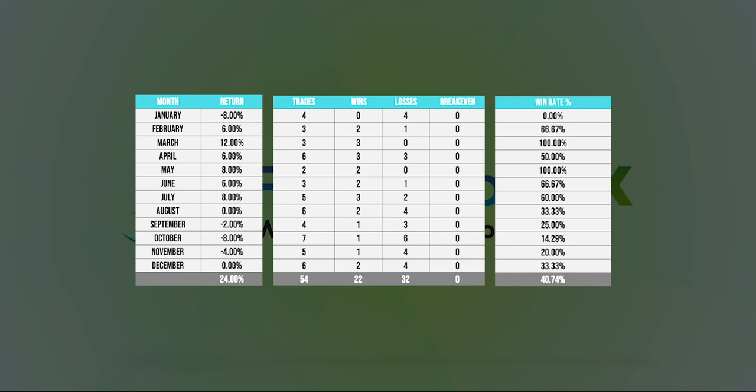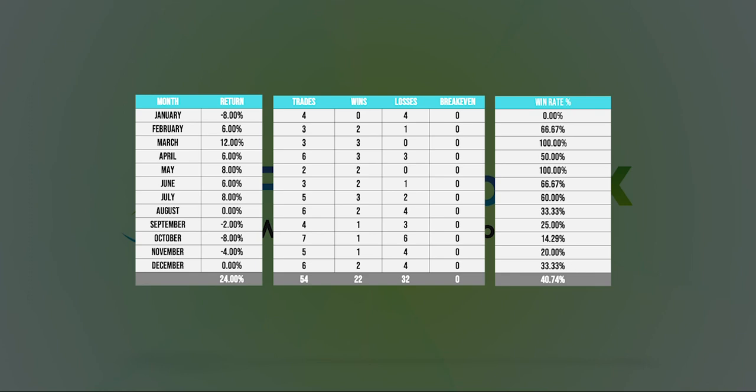If you look over on the right, the win rate of 40.74%, as I said, not bad. We're using 2-to-1 risk reward, so yeah, not bad at all, but not great either. And I think as we look at more data throughout this analysis, we can see ways that we can improve that win rate to make the strategy more profitable, but also more stable, more consistent.